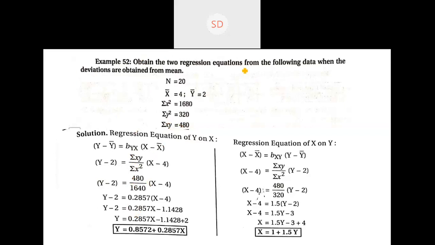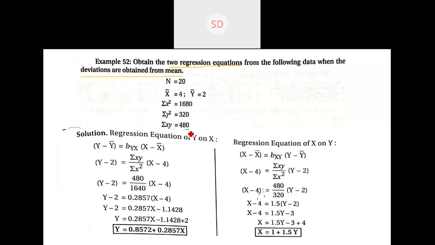So here it clearly says obtain the two regression equations from the following data when the deviations are obtained from mean. Okay, when deviations are obtained from mean means it is the actual mean. If it is from assumed mean, they would clearly say deviations from assumed mean. So let us continue. So n is equal to 20, number of data is 20, then x bar is 4, y bar is 2, summation x square is 1680, summation y square is 320, summation xy is 480.